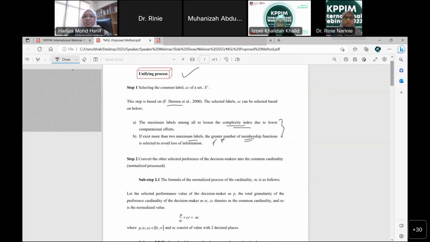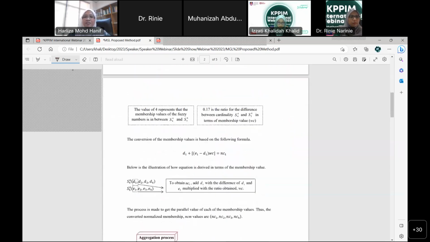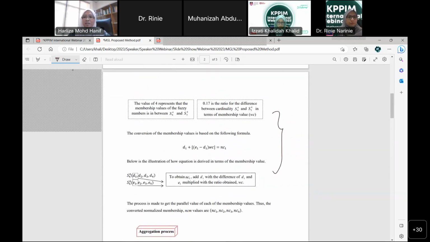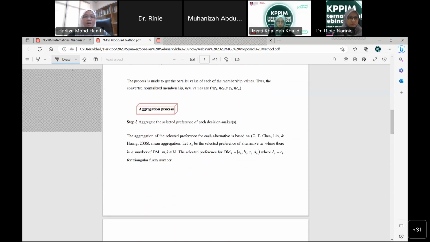So actually, for the unification process explained here, we use the concept of ratio. We use the concept of ratio in order to find the common linguistic term set before we can unify it. This is the formula. And then once everything is unified, we proceed with the aggregation process.